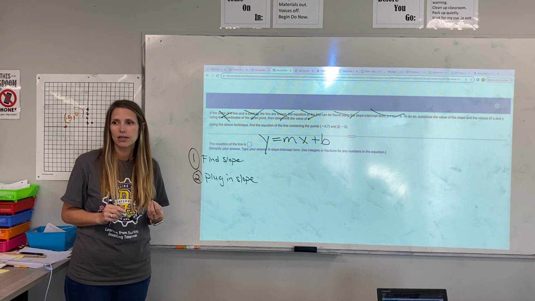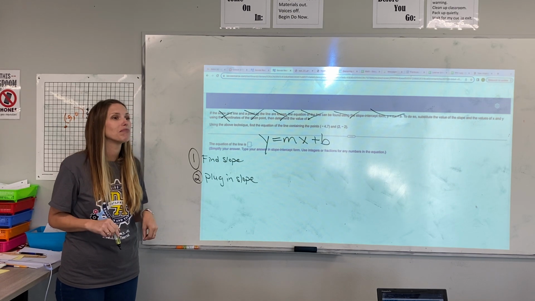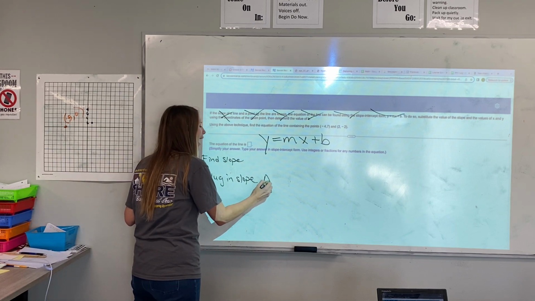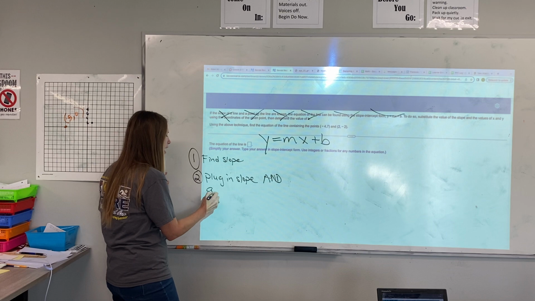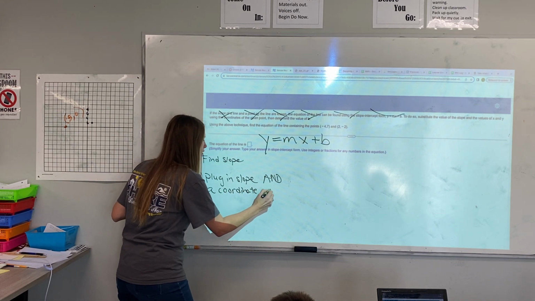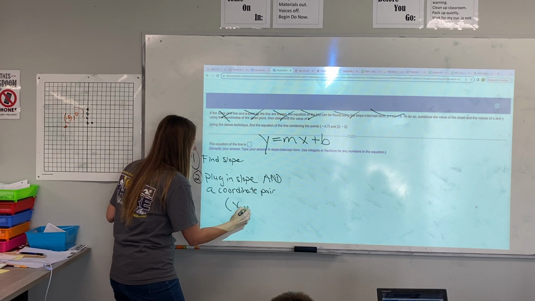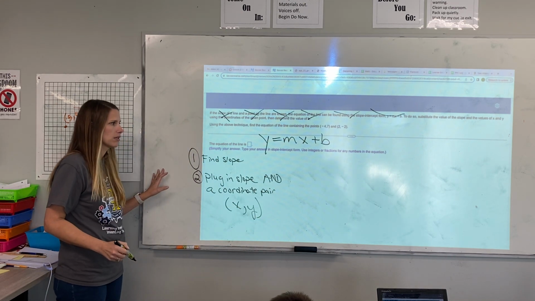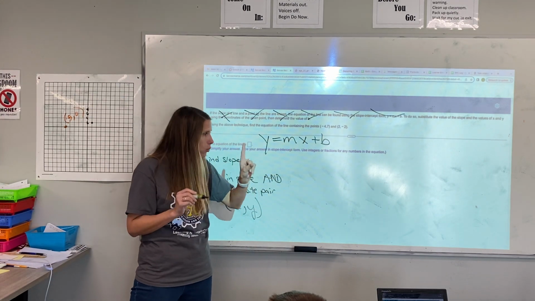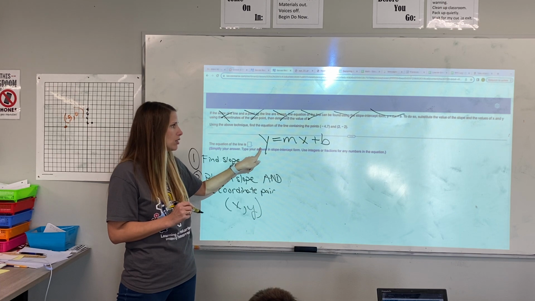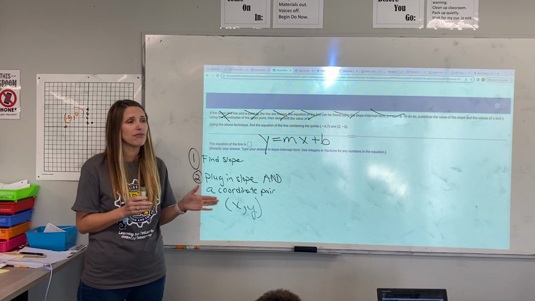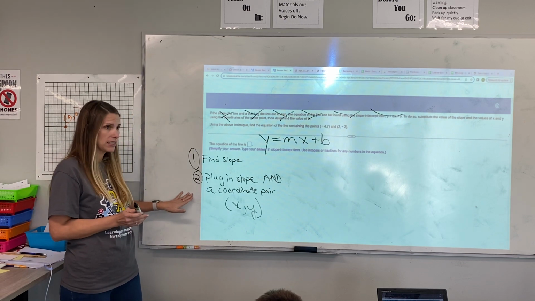Which one should we use? Whichever one we want. Remember, that's the next step. Plug in the slope and a coordinate pair for your x and your y. Once you plug in your slope and you choose one coordinate pair to plug in for x and y, you can solve algebraically for b. Okay? I have to go on to the next homework, but this is the way you do it.